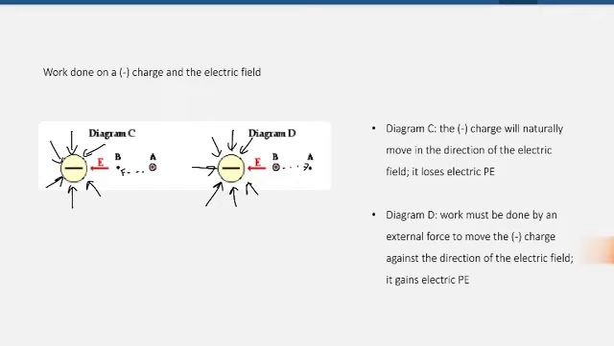So on diagram C, definitely you don't have to apply work because the test charge will naturally move towards point B, or towards the source. But to separate the test charge from the source charge, that's the time that you will apply work, right? And that work will give it electric potential energy. So in diagram C, the charge will naturally move in the direction of the electric field. It loses electric potential energy. Meanwhile, on diagram D, work must be done by an external force to move the charge against the direction of the electric field. It gains potential energy.